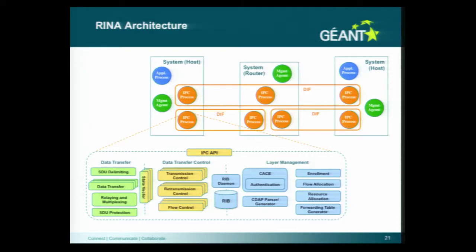And there's layer management that is taking care of enrollment, which means that one IPC process joins a DIF, so that there is some authentication there. So right now, when you want to join a network, you just configure your interface, you plug it into the socket, and then you are connected to the network. There is no real control there in most networks. In Wi-Fi there is. In Wi-Fi you have to really enroll into the network. In IP you don't, you just configure a correct IP address. If you configure an incorrect IP address, you can actually tamper with the network. So in Rina you have to actively enroll into the network.